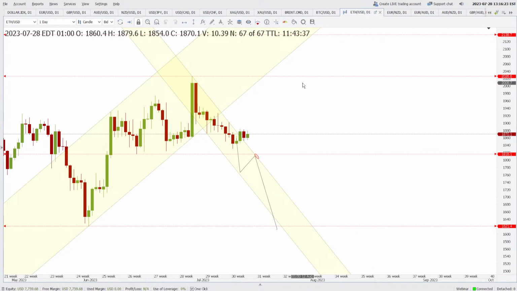Higher targets of 2026 will be possible if it trades above the high of this candle, which is around 1884.5. Any trade above 1884.5 will open the way for 2026. On the contrary, if it trades below 1816, it will open the way for 1621 in the near future.